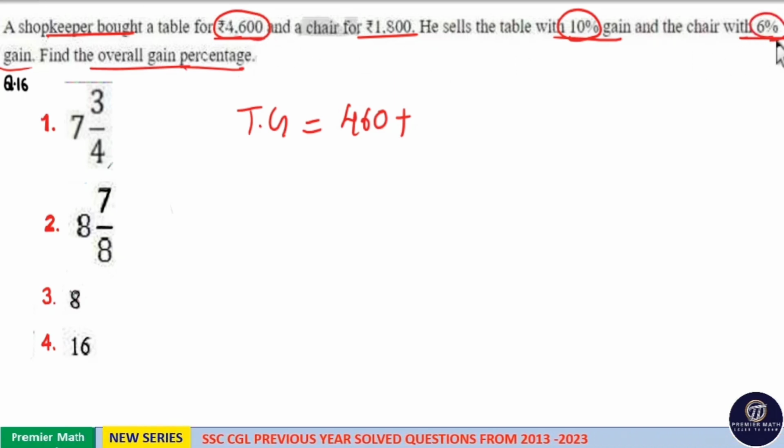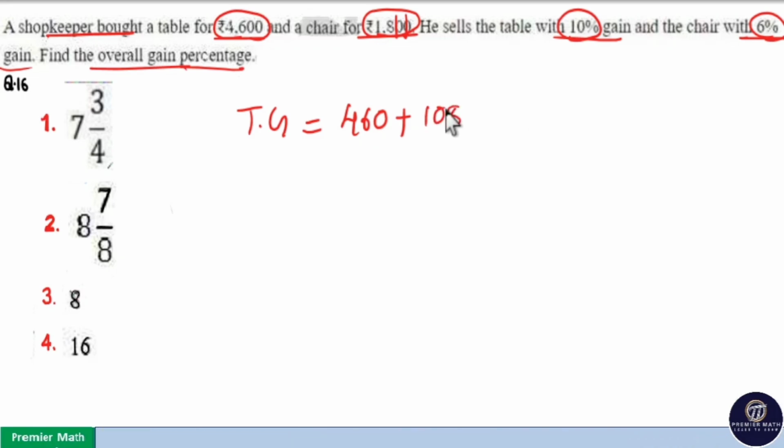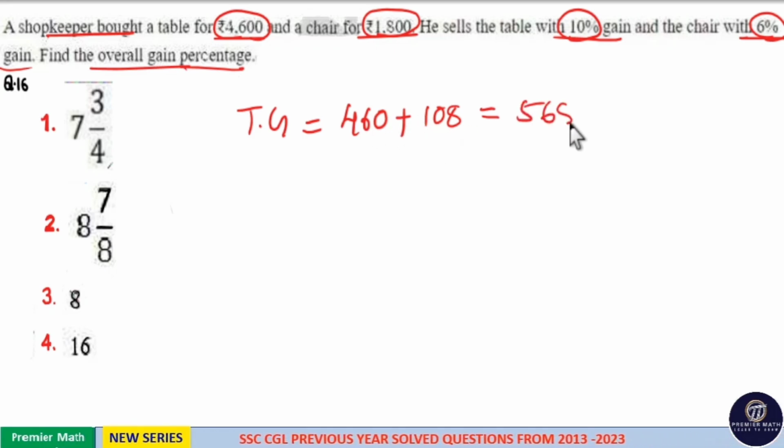Now this 6% on this 1,800. 100% is 1,800. 10% is 180. 1% is 18. So 18 into 6. 10 into 6 is equal to 60. 8 into 6 is equal to 48. So 60 plus 48, 108 rupees. Now total gain is equal to 460 plus 108. 560 plus 8, 568 rupees.